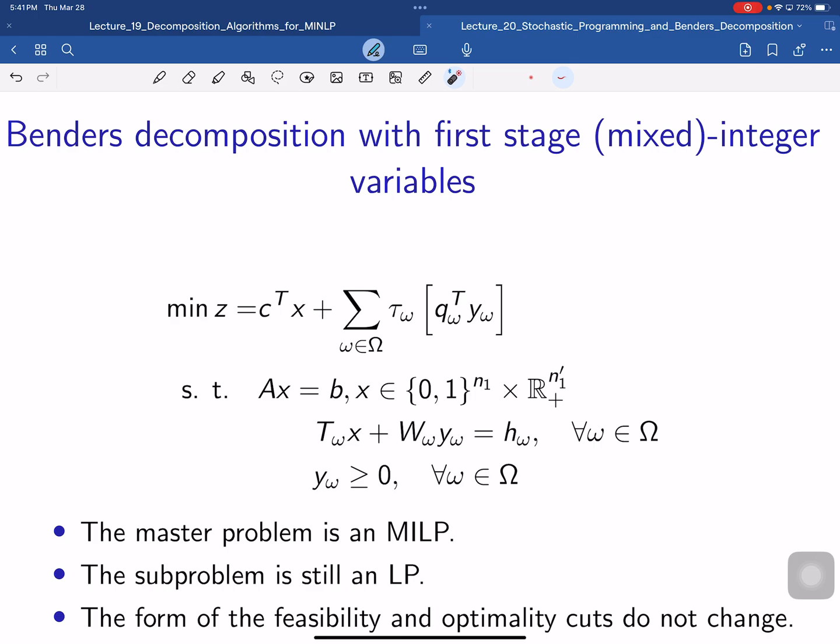Right. Again, the problem setting is a little bit different, right? Now we introduce some binary variables in the first stage, and the second stage are still continuous variables. Think about the derivation, right? How did we derive all the Bender's cuts and so forth? Does this setting still work?